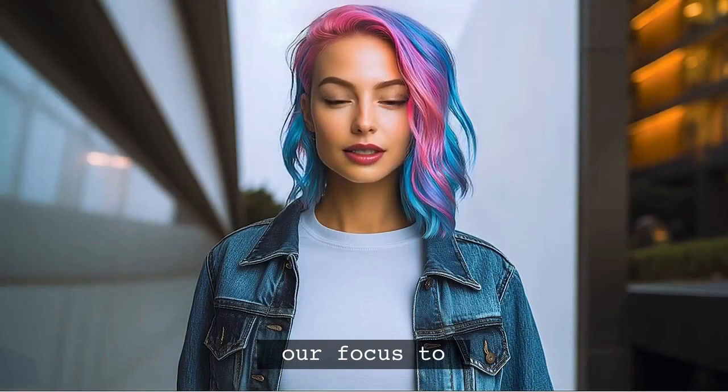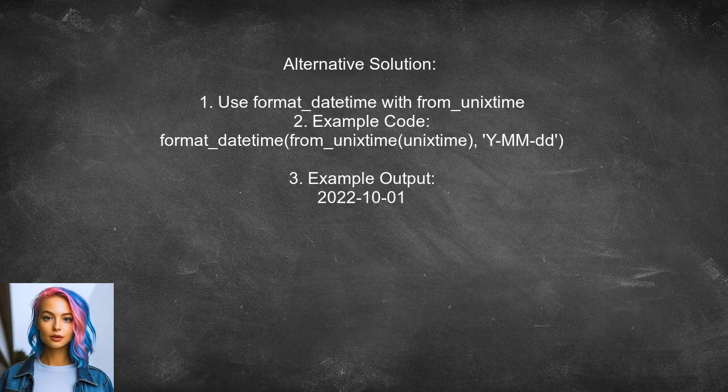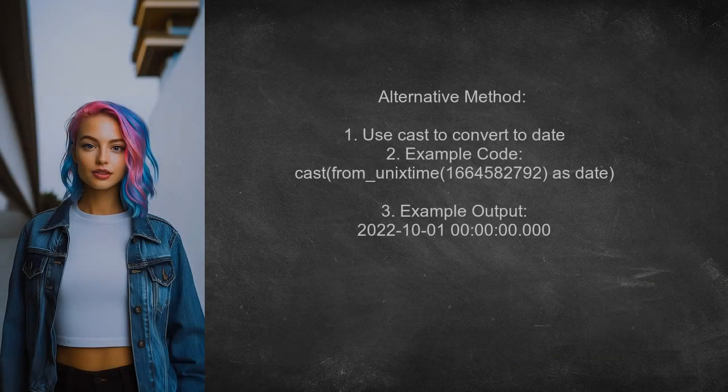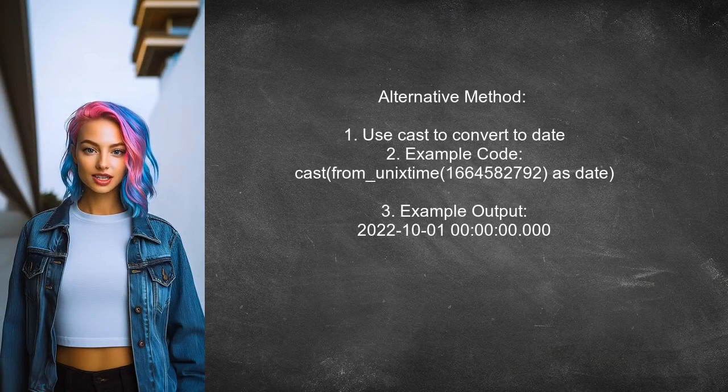Now, let's shift our focus to a different response. An alternative solution provided by another user suggests using the format_datetime function to convert Unix time to a date format. You can achieve this by using the from_unixtime function along with format_datetime. Additionally, if you prefer a different method, you can cast the result directly to a date. This will give you a timestamp with a time component.